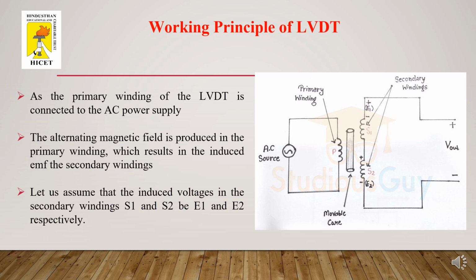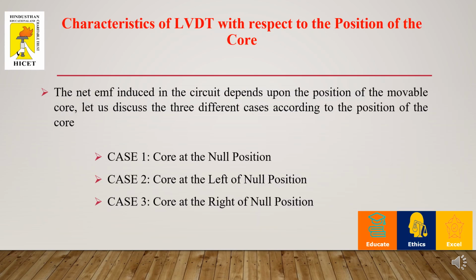We are going to see the working principle of LVDT now. From the diagram, I'll give you a quick recap. Assume this is the primary winding and I have placed a movable core in between, with an AC source. Across the two secondary windings, I'm going to observe the output voltage. In this case, we are going to see the characteristics of the LVDT with respect to the position of the core. The major role here is given to the core. Based on the position of the core, we convert it into an electrical voltage.